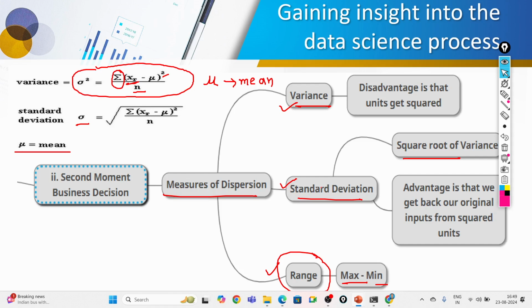So in the second moment business decision we have three cases: range, variance, and the standard deviation. Standard deviation is calculated by taking the under root or the square root of the variance. That is a simple concept.